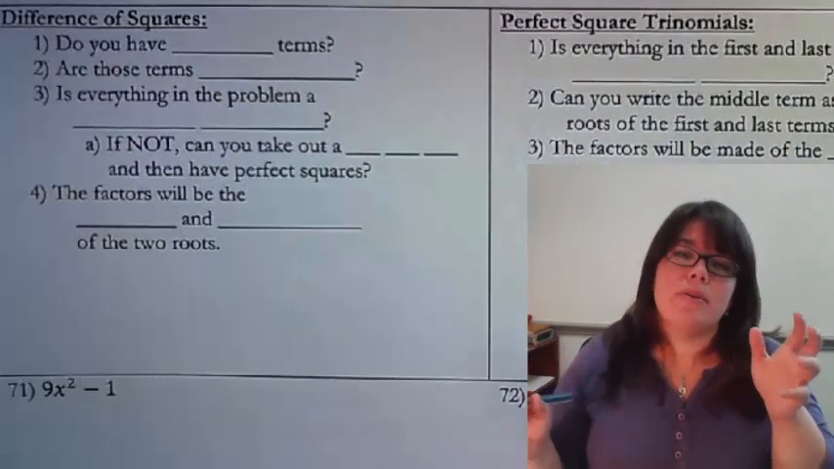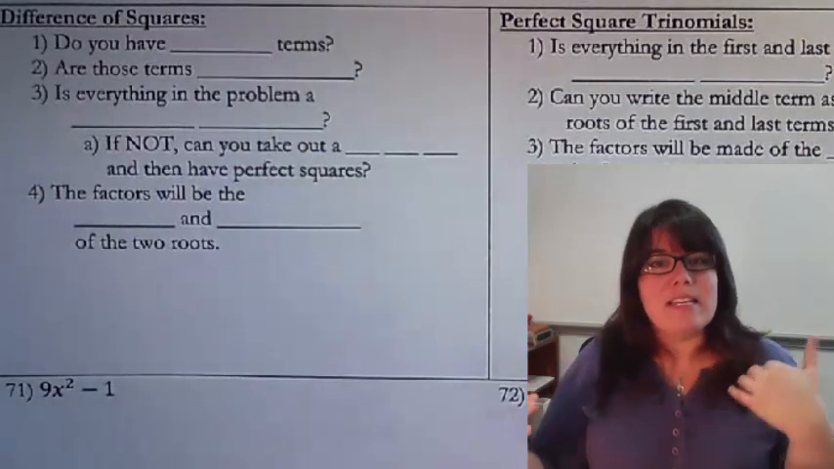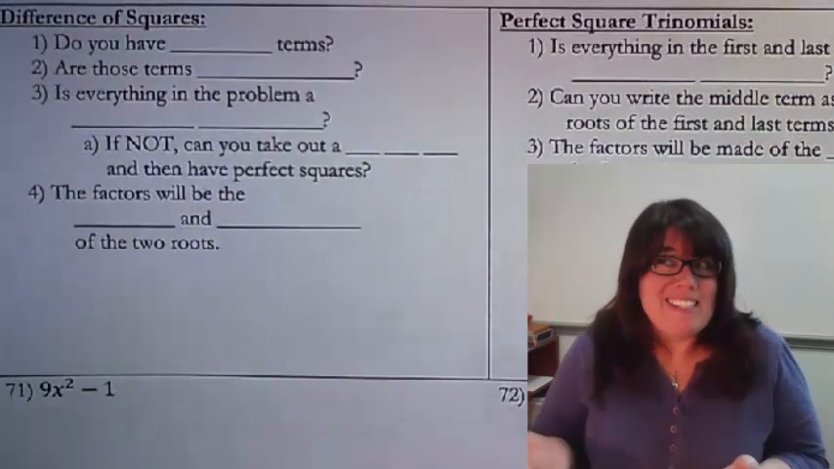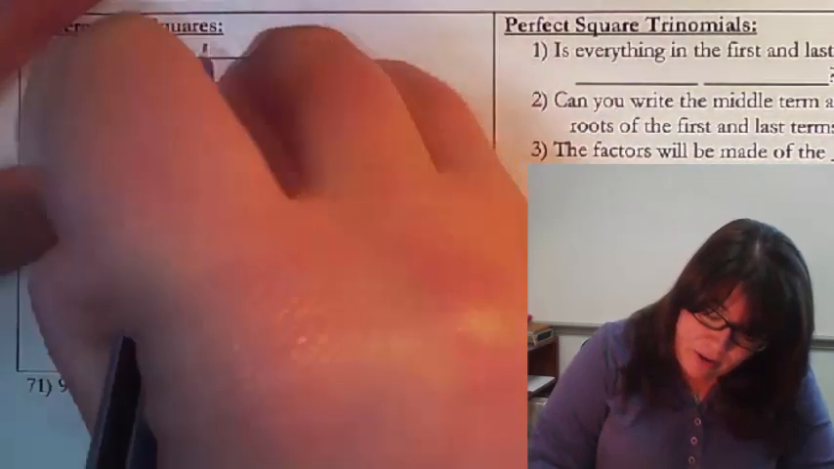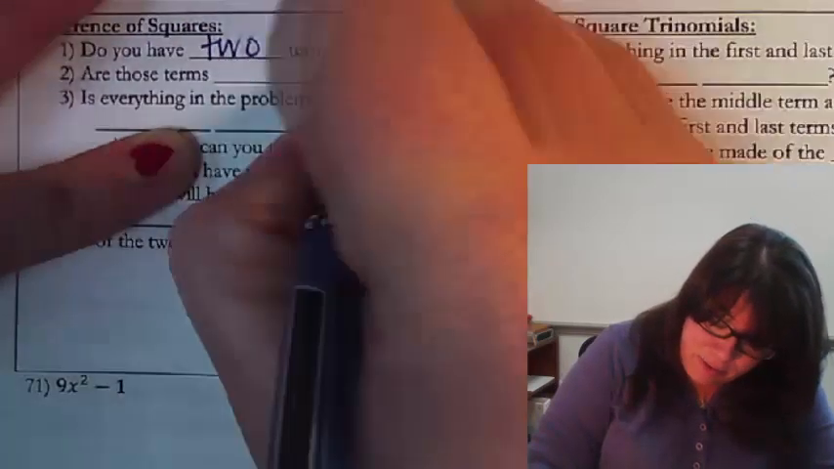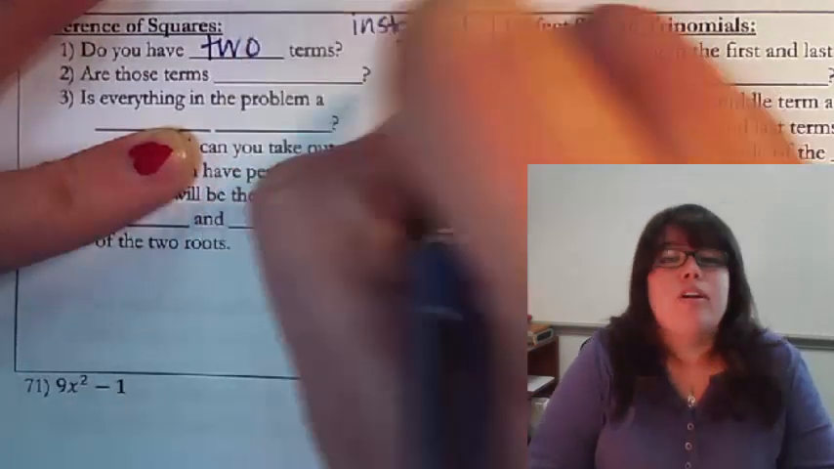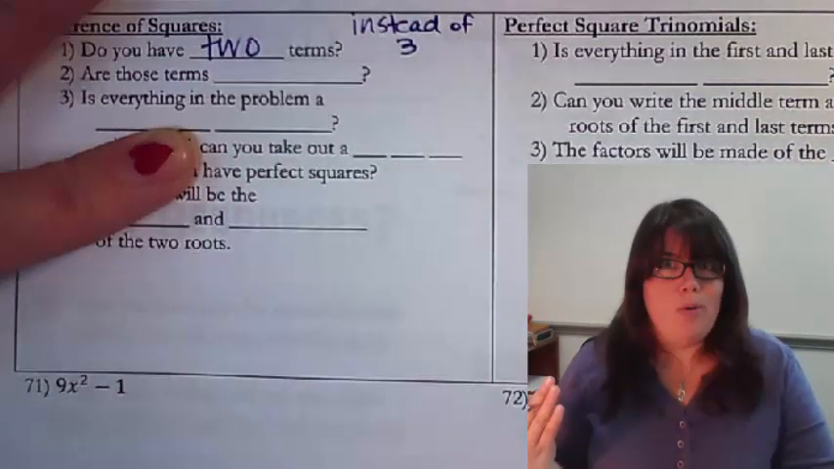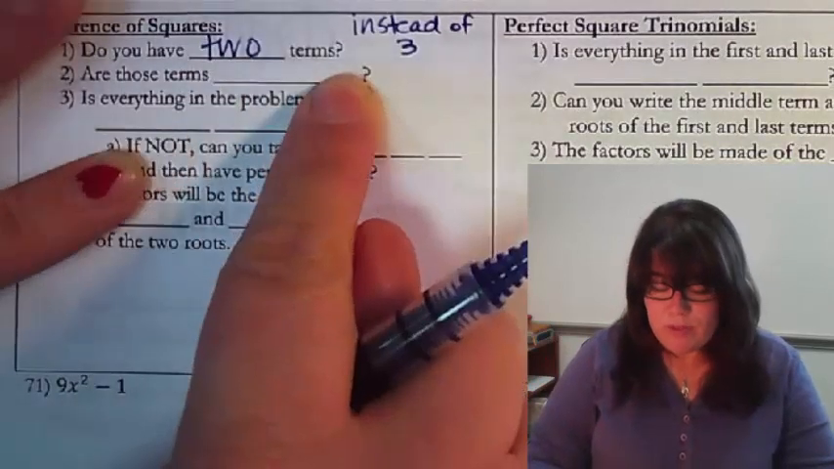When you are dealing with a difference of squares, you have to ask yourself a certain number of questions, just to see if this is the case with the problem that you're working on. So to find out, is this a difference of squares, the first thing you want to ask yourself is, do I have 2 terms? That would be instead of 3. We've been dealing with 3-term polynomials so far. Now we're going to jump into, what happens if we only have 2 terms, like this? Do I have 2 terms?